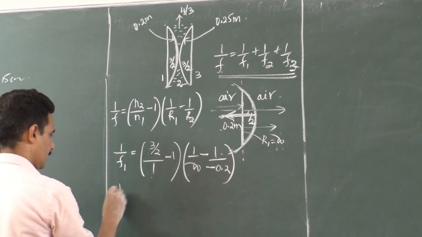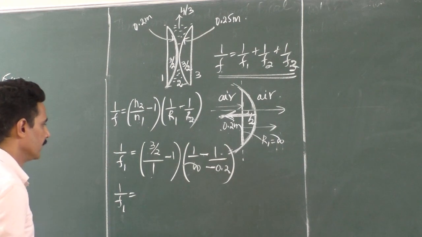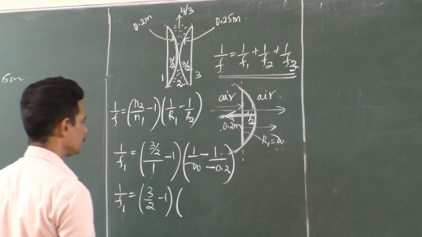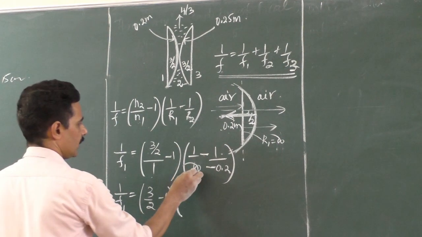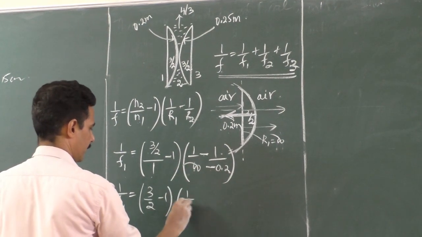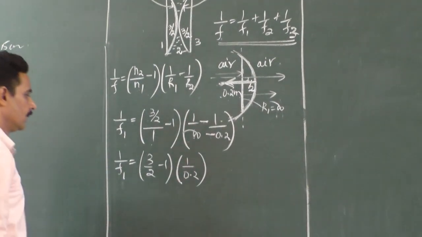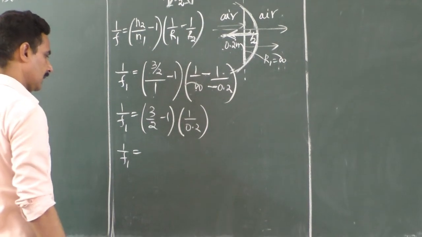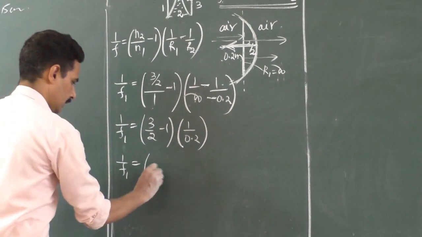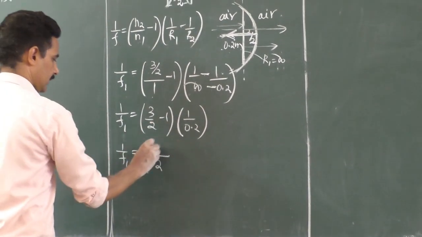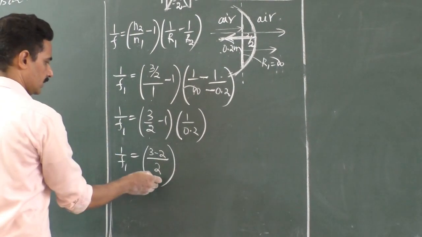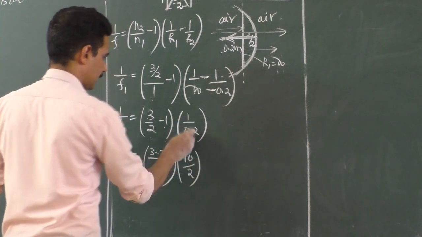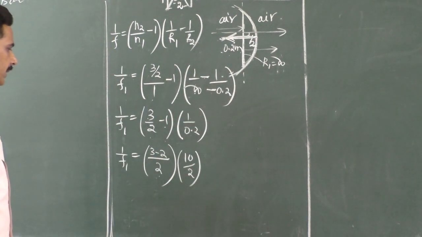So what is this answer? 1 by f1 is equal to (3 by 2 minus 1) into (1 by infinity, which is 0, plus 1 by 0.2). Okay, now what is the answer finally? 1 by f1 is the reciprocal of the focal length of the first lens. 2 common, this is 3 minus 2, 2 ones are, 1 twos are. Shall I write it as 10 by 2? Multiply and divide by 10. It is 10 by 2.